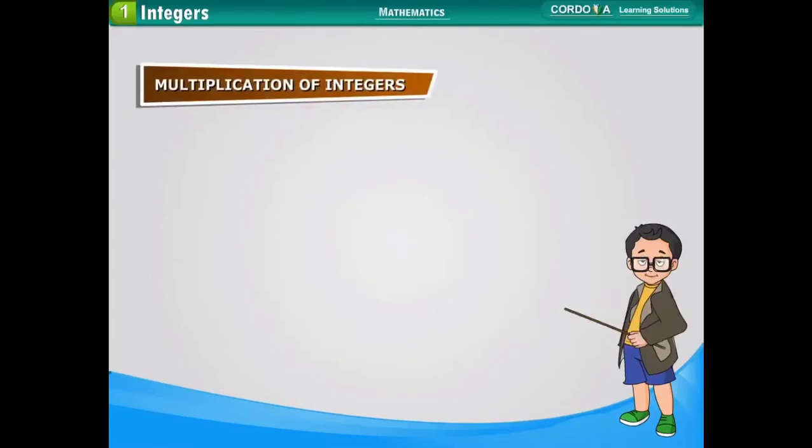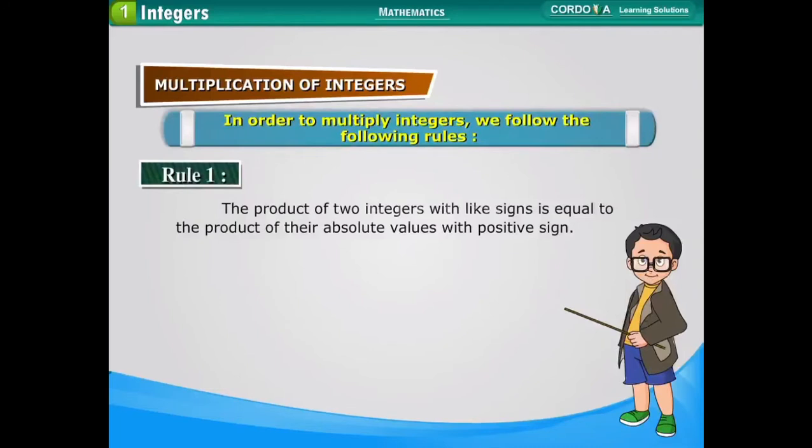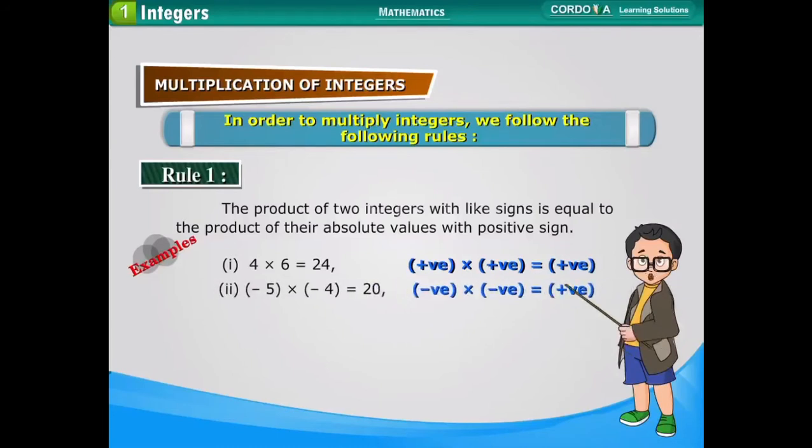Multiplication of integers. In order to multiply integers, we follow the following rules. Rule 1. The product of two integers with like signs is equal to the product of their absolute values with positive sign. Examples. 4 × 6 = 24. Positive into positive is equal to positive. −5 × −4 = 20. Negative into negative is equal to positive. −8 × −9 = 72. Negative into negative is equal to positive.